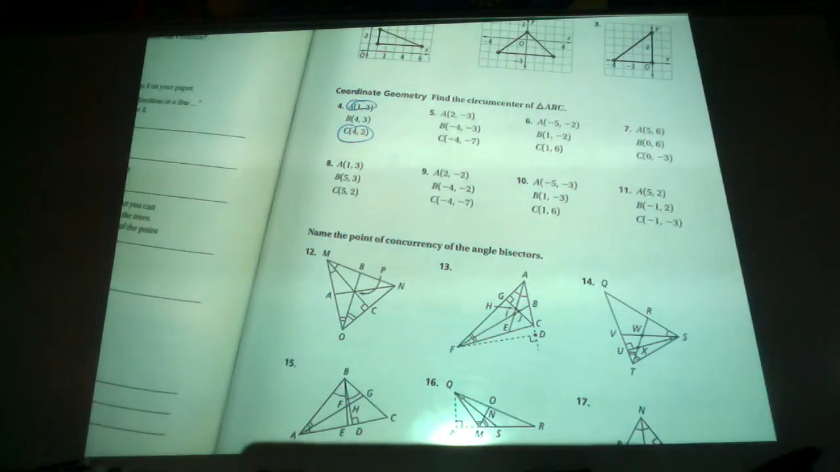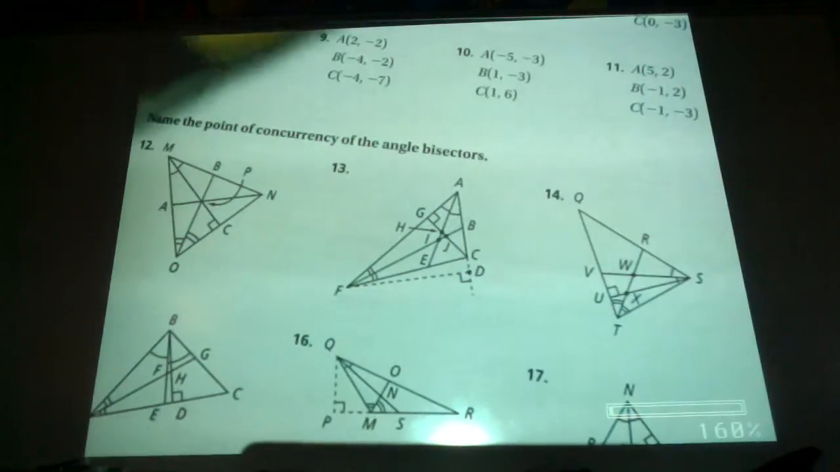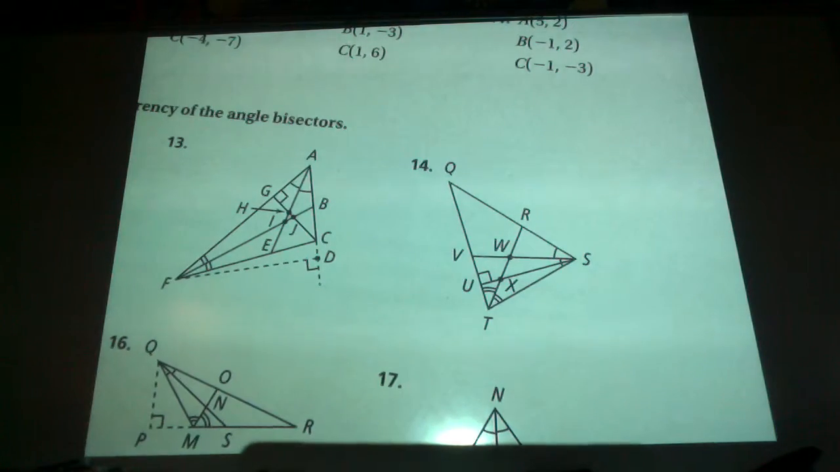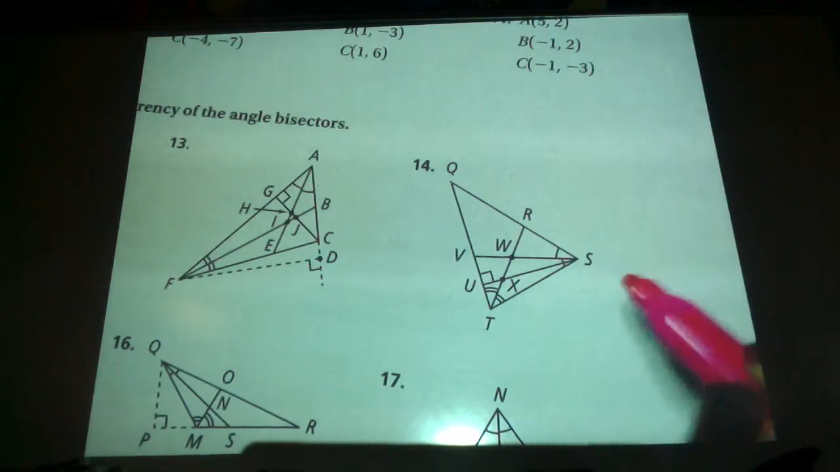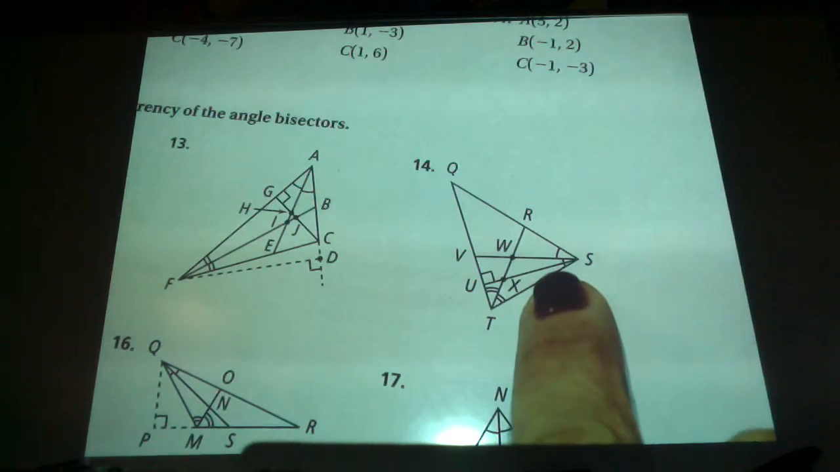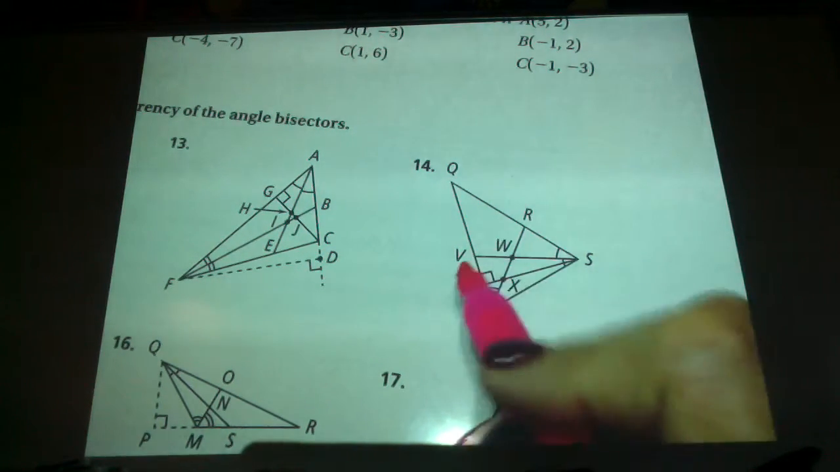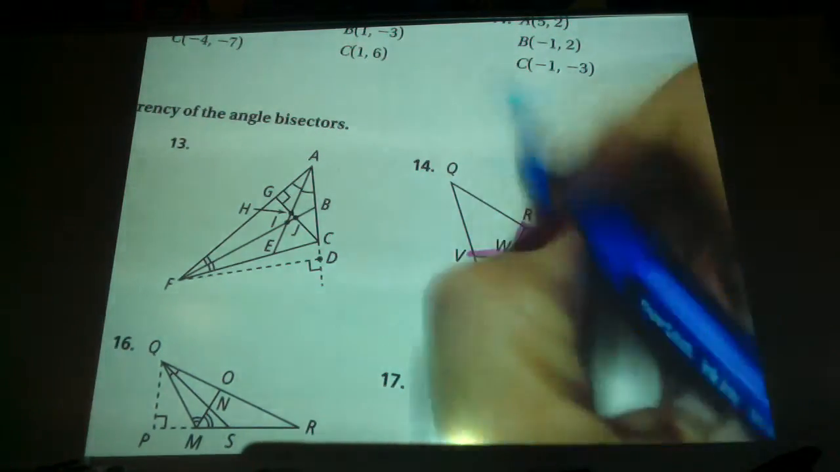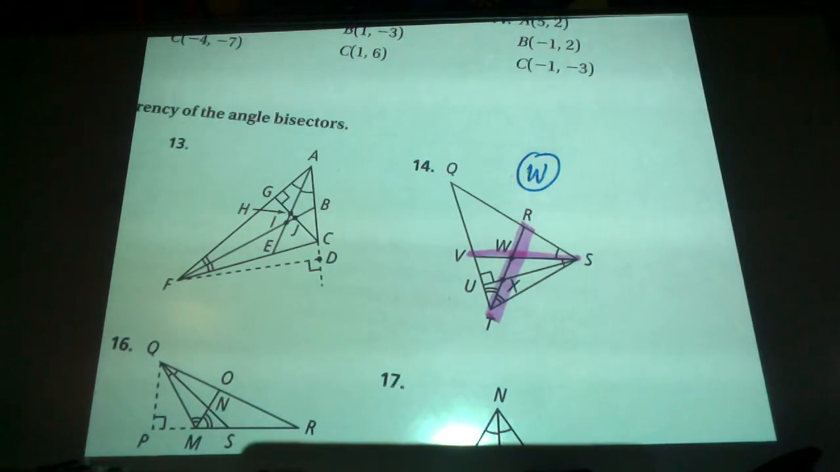Then, these are pretty easy. Name the point of concurrency of the angle bisectors. How hard is that? Well, look at 14. There's a lot of points in there. It'd be easier if you took a highlighter. Notice they've got 2 little angle bisectors going here. This is the angle bisector from point S. And isn't this the angle bisector from point R? Where do those intersect? At W. So W must be the point of concurrency.